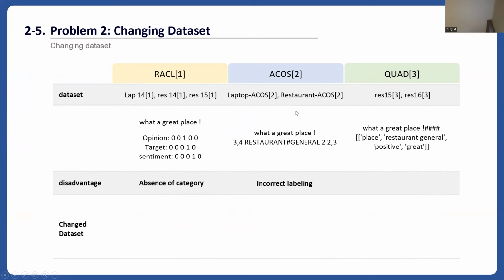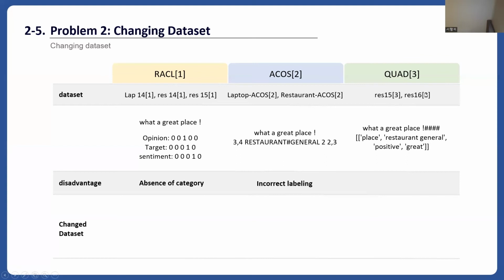Next, the datasets of the ACOS paper were laptop ACOS and restaurant ACOS. Although these data show aspect, category, sentiment, and opinion, this labeling is often inaccurate. In the example sentence, "what a great place" is labeled with the 3rd and 4th words, "great place", and the opinion is labeled with the 2nd and 3rd words, "a great". Like this, there were many errors because it was directly labeled by humans.